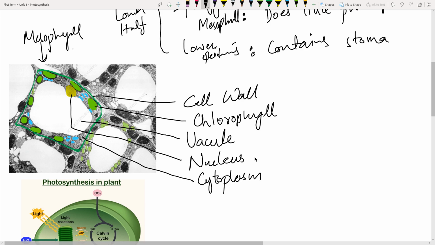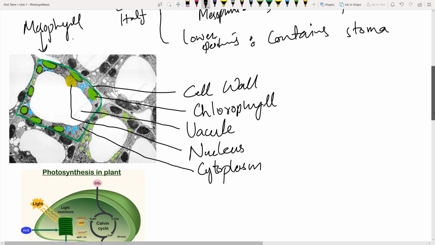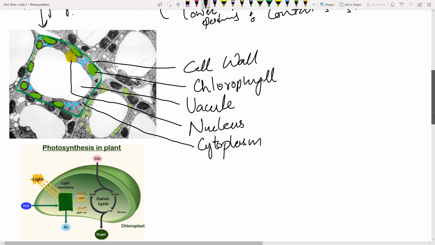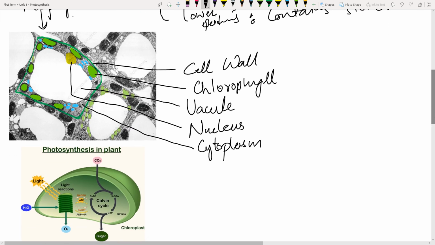So this is what we have in a mesophyll cell. This whole is a mesophyll cell, and all of these are. I've colored only one for you to understand. And once we look deeper into this, we see the chloroplasts, these tiny green portions filled with chlorophyll.